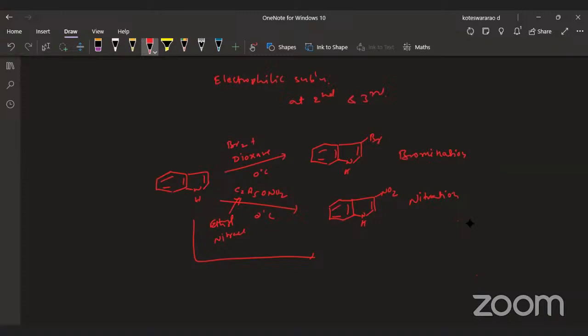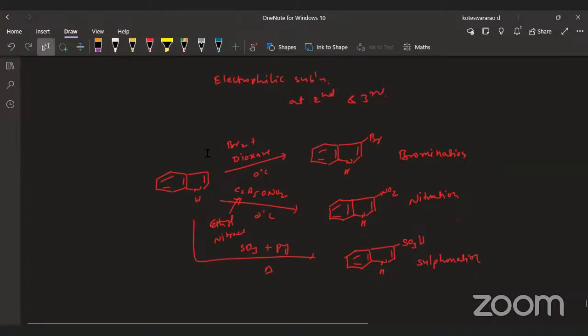Next is sulfonation. The sulfonation is carried out with sulfur trioxide in the presence of pyridine, and when you boil it, sulfonation takes place at the third position. Indole sulfonic acid is generated. This is called the sulfonation reaction. All these are electrophilic substitution reactions.